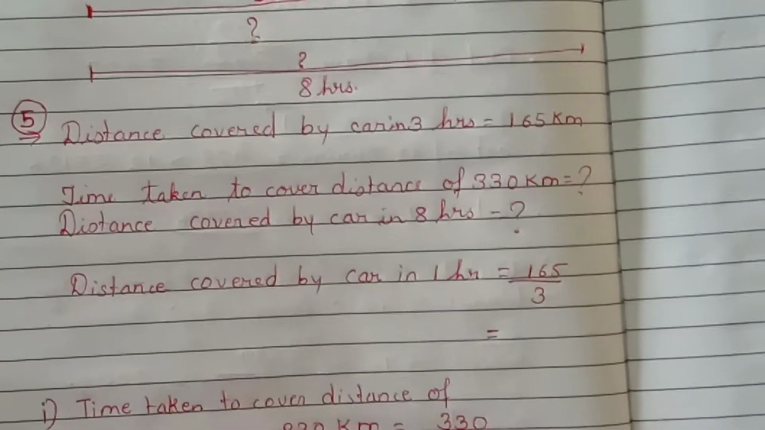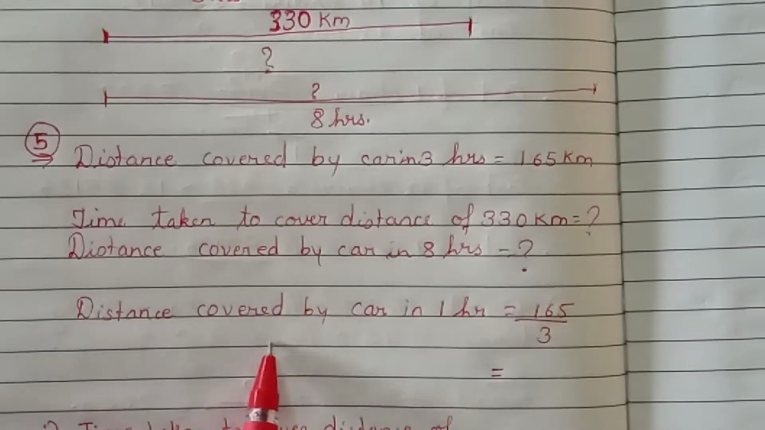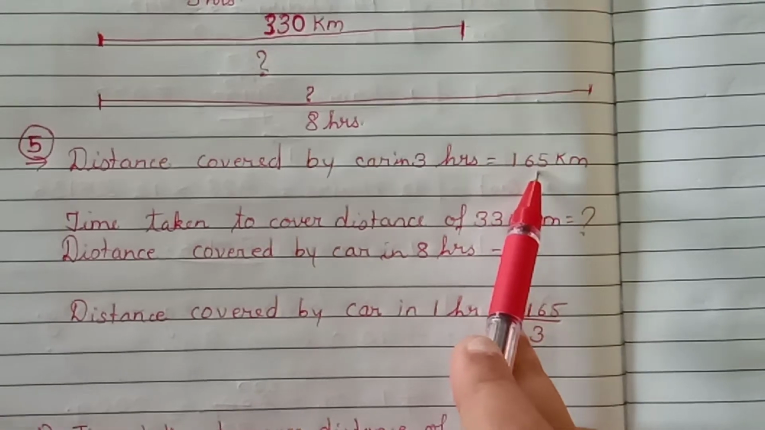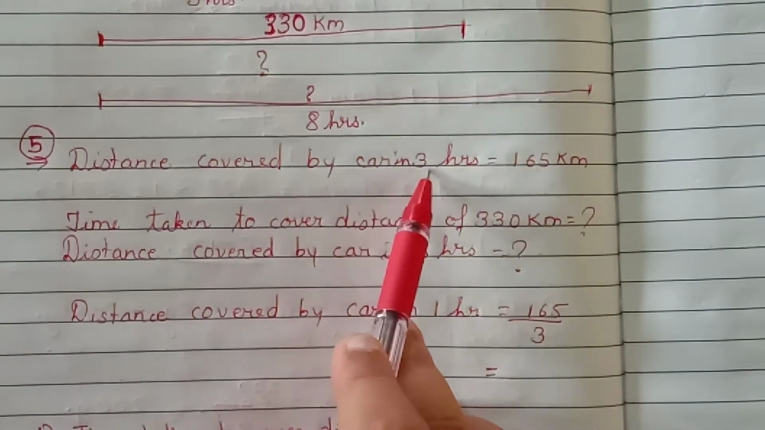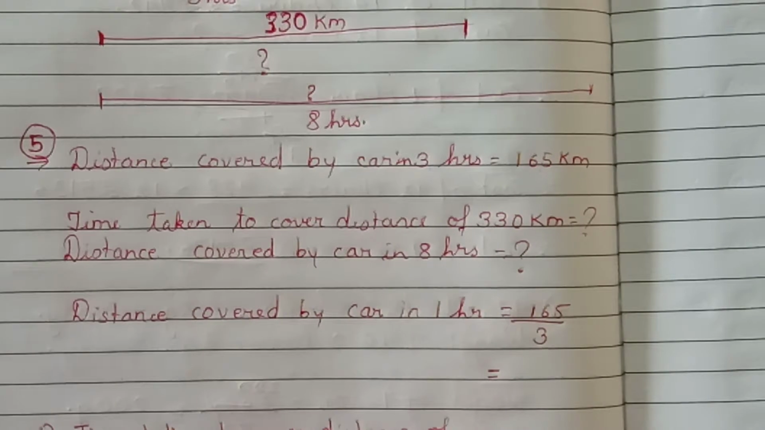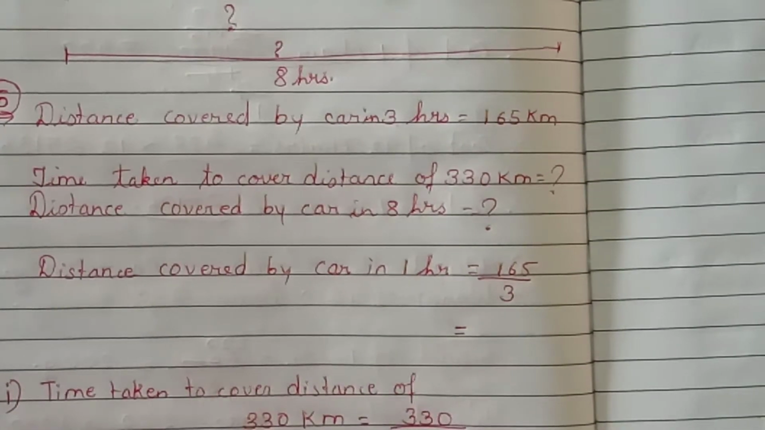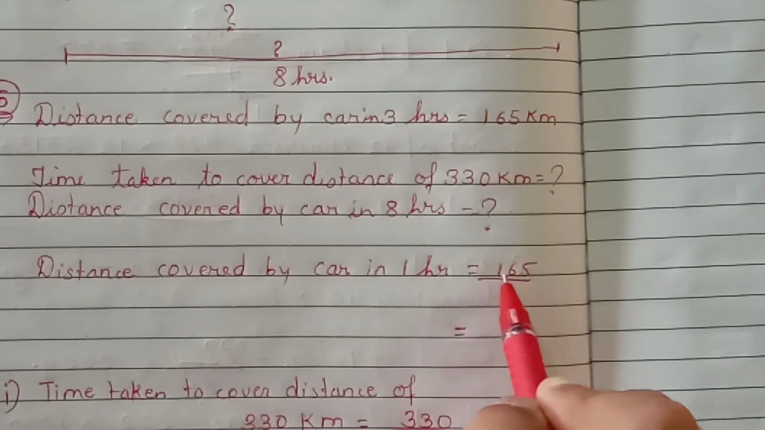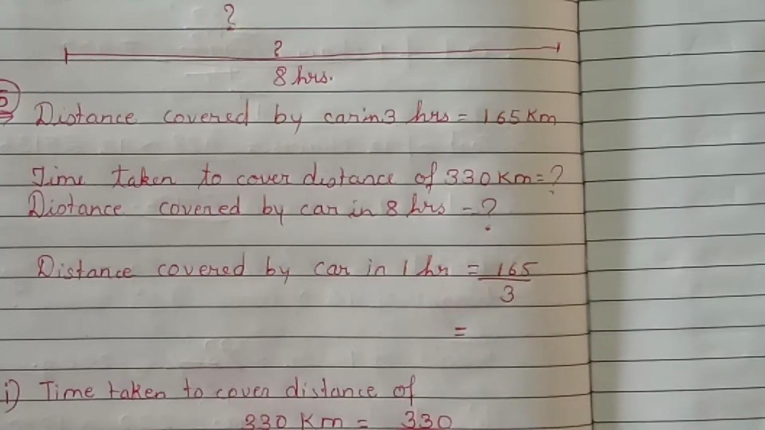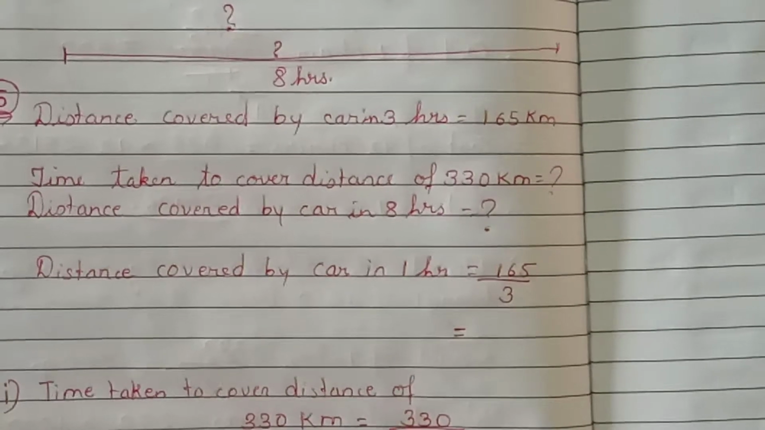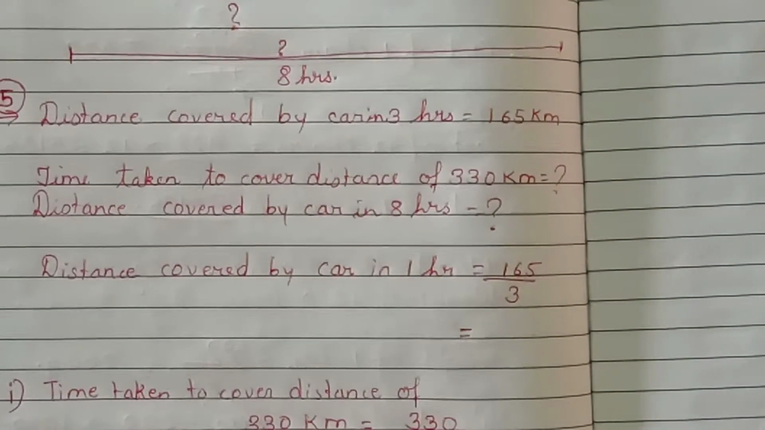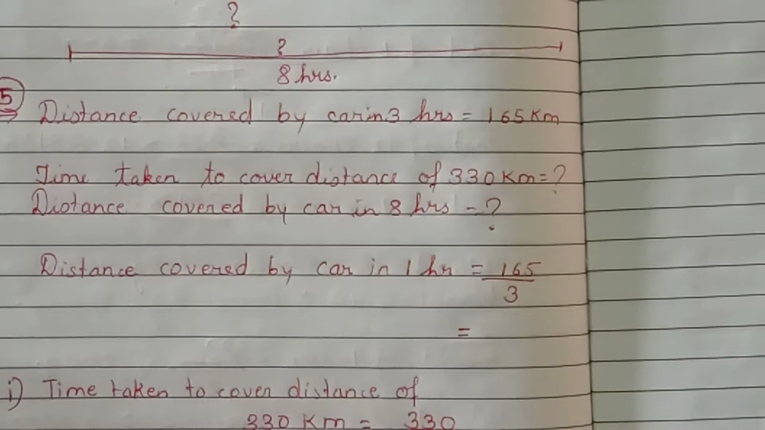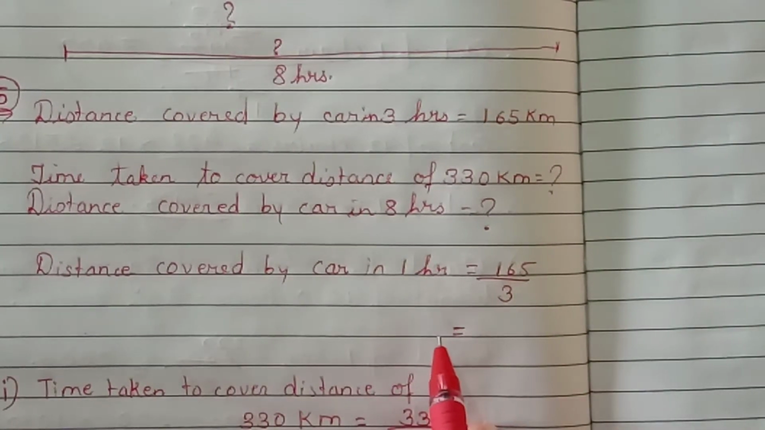Okay, now first we will find out the distance covered by the car in 1 hour. So in 1 hour we have to find, so 165 we will divide by 3. So I have written here. Okay, now we know the test of divisibility of 3. Add these numbers. 6 plus 1, 7. 7 plus 5, 12. Means 165 will come in the table of 3, and 3 will also come in the table of 3. So the table of 3 we will take in mind.